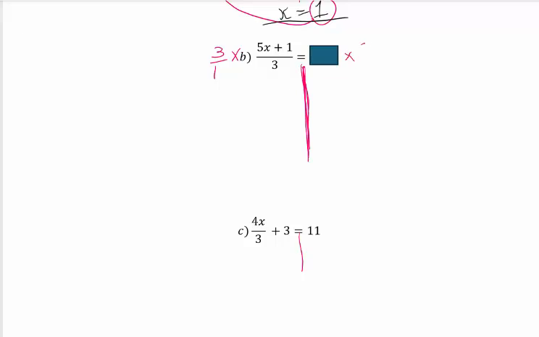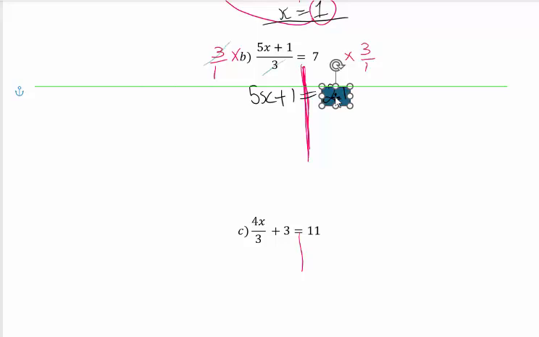Law of the universe says whatever I do to one side, I must do the other. I've made it a fraction because that way you know that that's on the top line. And now we work it out. That cancels out and you're left with 5x plus 1 on the left hand side. On the right hand side, we'll just move the box. 7 times 3 is 21. So again, not interested in the answer.